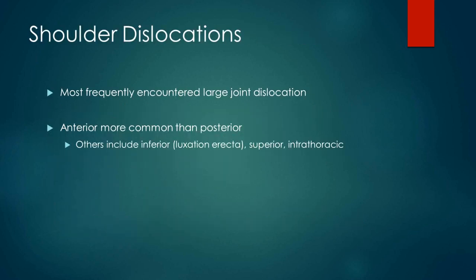So now we'll talk a little bit about shoulder dislocations. Most frequently encountered large joint dislocation in the emergency department. Anterior is more common than posterior. There are other types of shoulder dislocations, including superior, intrathoracic, and inferior.